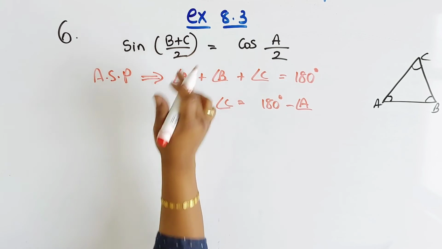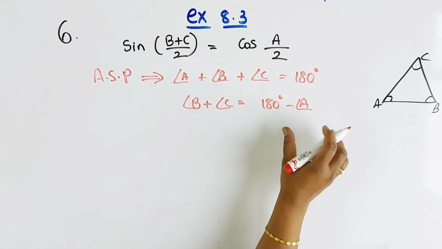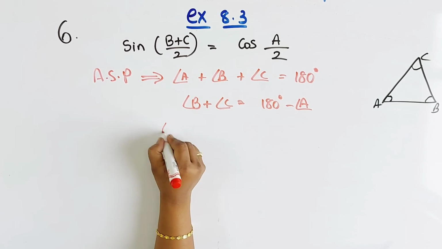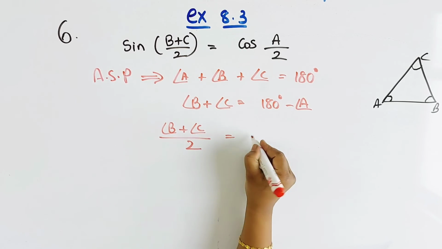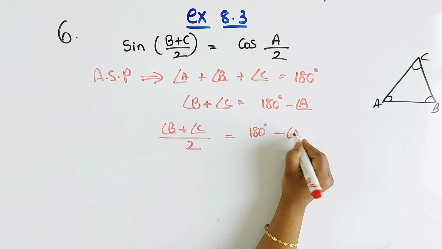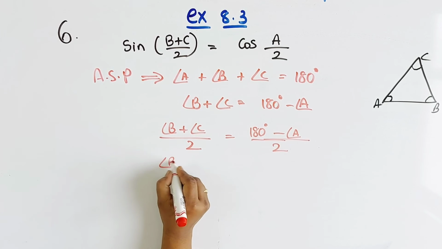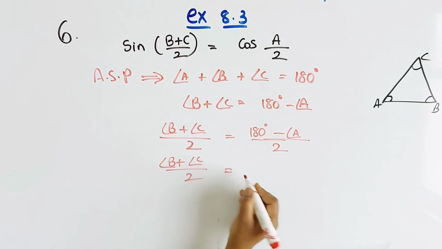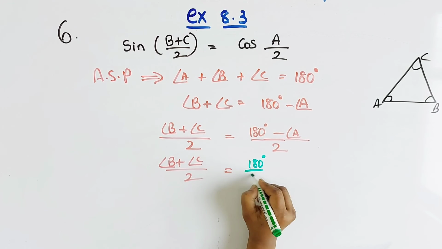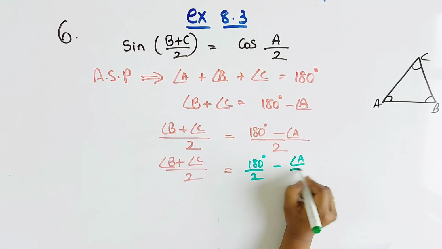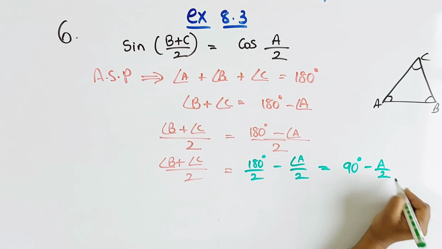Now we want (B plus C) by 2. Okay? Let's divide here also with 2. So (angle B plus angle C) divided by 2 equals (180 degrees minus angle A) divided by 2. Correct, children? So (angle B plus angle C) by 2 equals 180 by 2 minus angle A by 2. What is 180 by 2? 90 degrees minus A by 2. Correct, children?